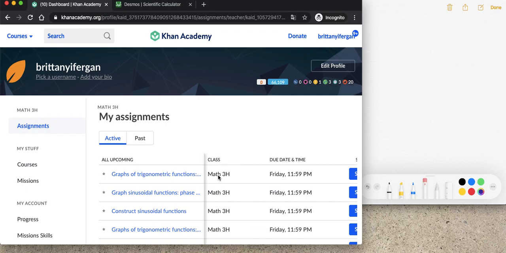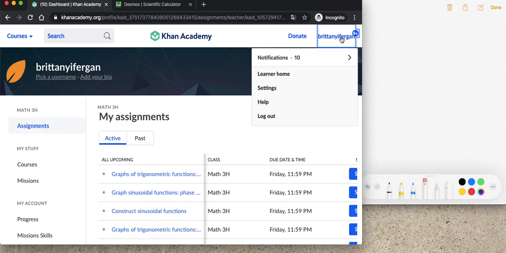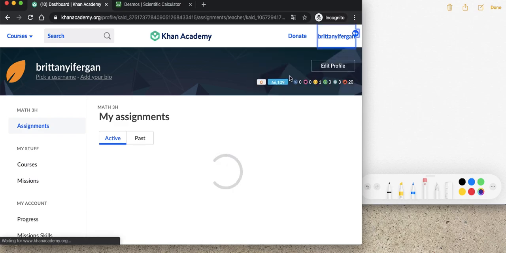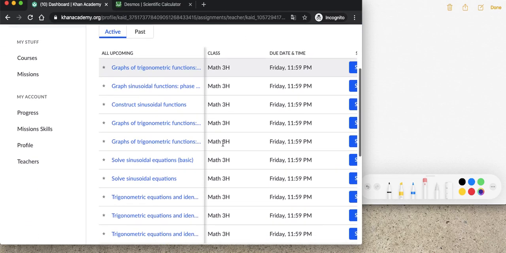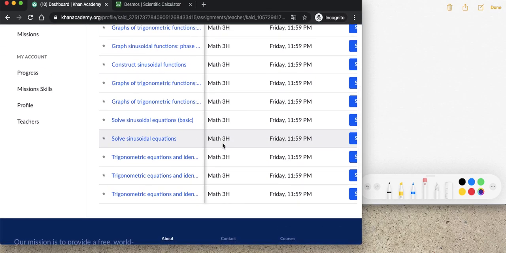So here I have Khan Academy up on my screen. I just clicked on the link to Khan Academy and logged in, and I have mine set to just open up to what we call Learner Home. If you don't see that, just click here on Learner Home, and it immediately shows you all your assignments. So I'm going to talk through some of the assignments I think you guys have been having some trouble with.